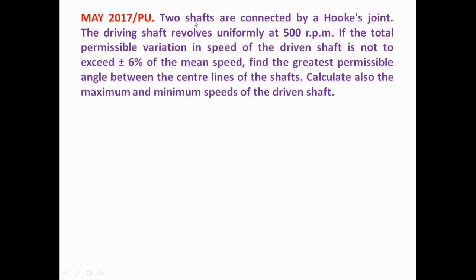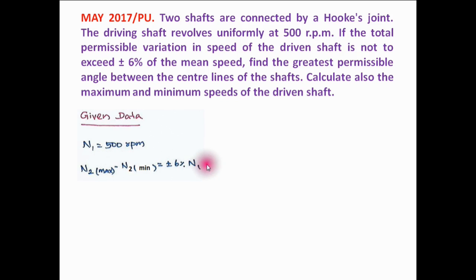Two shafts are connected by a Hooke's joint. The driving shaft revolves uniformly at 500 rpm. N1 equal to 500 rpm. If the total permissible variation in the speed of the driven shaft is not to exceed plus or minus 6% of the mean speed, that means the difference of maximum and minimum speed of the driven shaft is equal to plus or minus 6% of the input speed. Find the greatest permissible angle, that means alpha, and the maximum and minimum speed of the driven shaft.